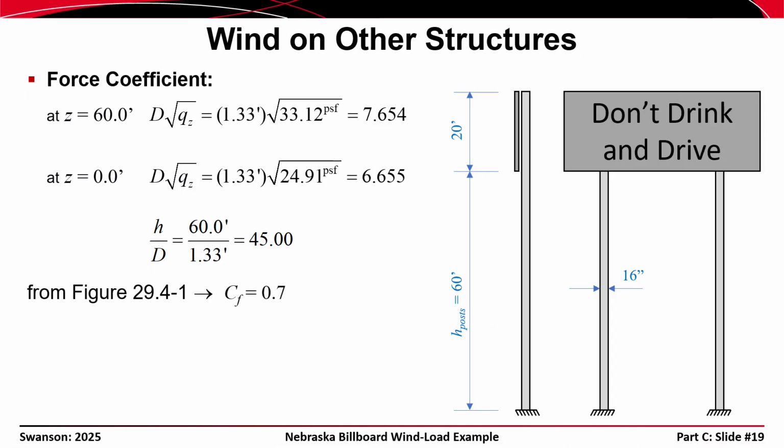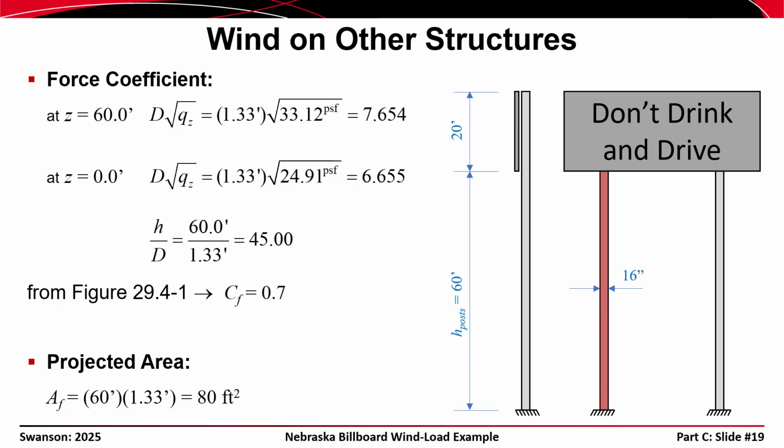With the force coefficient determined to be 0.7, we can now turn our attention to the last variable, which is the projected area of the post, A sub f. In this case, the projected area of one post is equal to the exposed height of the post multiplied by its diameter. With the assumption that the wind is blowing directly at the face of the sign, the projected area on the left post would be the area highlighted in red here. So A sub f is equal to 60 feet times 16 inches, which is equal to 80 square feet.